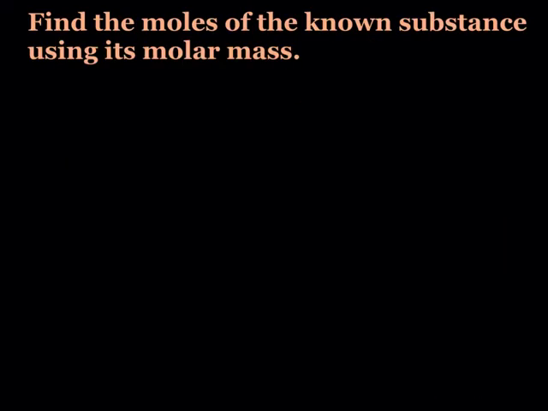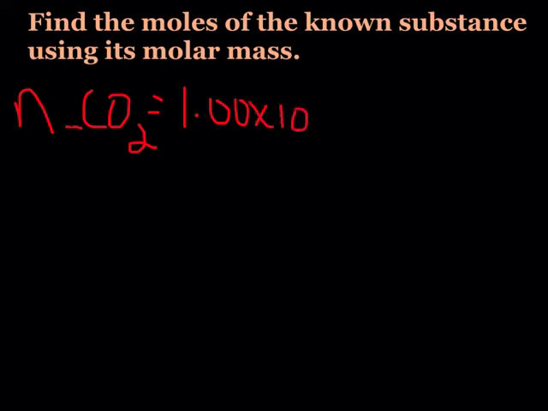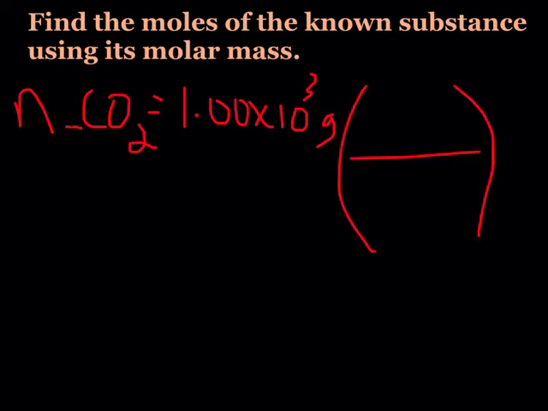Step 4a is to find the moles of the known substance using its molar mass. Well, the known substance is CO2. So I'm going to solve for the moles of CO2. Now I know the mass is 1.00 times 10 to the 3 grams. I'm going to use a conversion factor that I'm not going to give you, and I'm going to solve for the moles. In fact, this is the last piece of information in terms of numbers I'm going to give you. You are going to solve the problem from this point forward. Good luck. I'm going to tell you what the steps are, though, and I'll give you the final answer when you come to class.